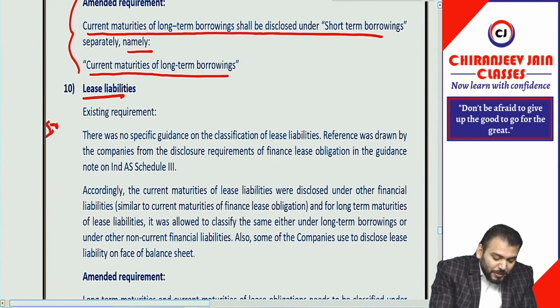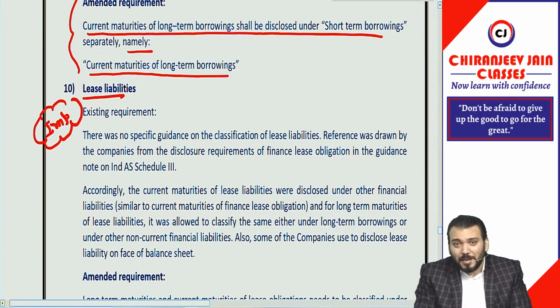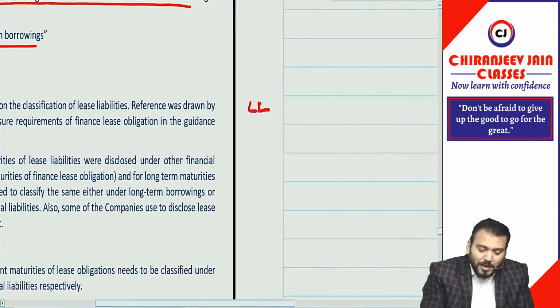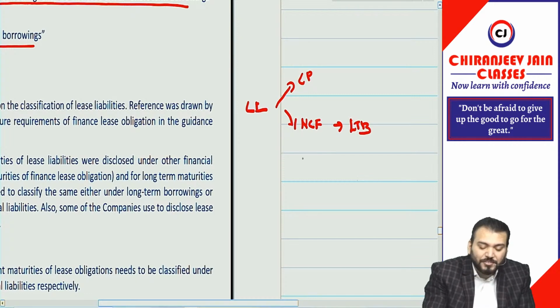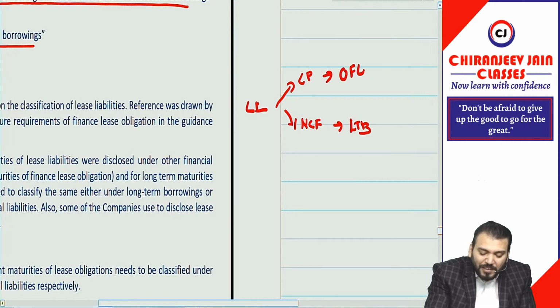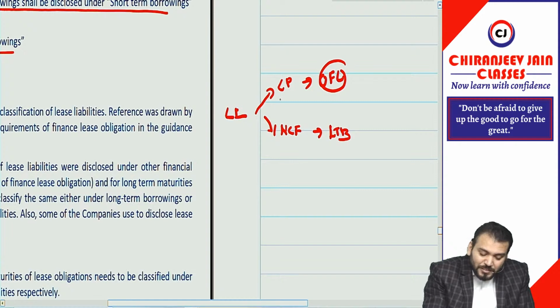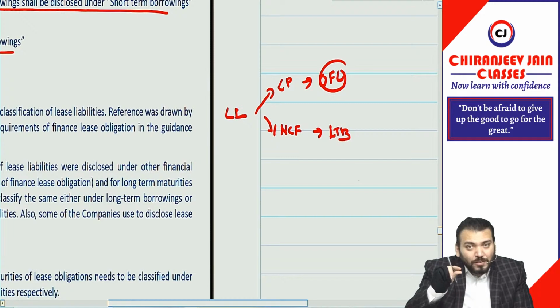Then lease liability. This is also important. Whenever you are doing Ind AS 116, of course we used to disclose lease liability. But as per the previous requirement, nothing was given on the face of the balance sheet. Therefore, we used to calculate two parts for lease liability: the current portion and the non-current portion. The non-current portion we used to disclose under long-term borrowing under financial liability, and the current portion under other financial liability, the same as we did for borrowing. But now the current portion will be shown under current liability and the non-current portion under non-current liability, and a specific line item has been added on the face of the balance sheet.